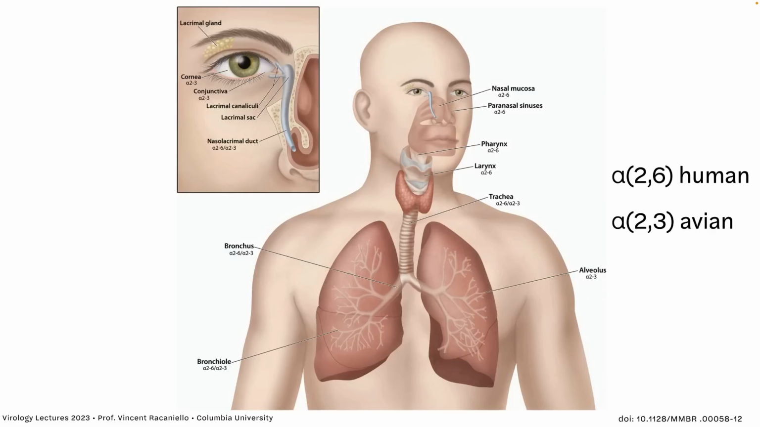Now, you may remember from lecture, no, you don't remember this, but I'll tell you, from lecture number 5, virus entry, the receptors for influenza viruses are sialic acids. They're sugars attached to proteins. And human and avian influenza viruses attach to different sialic acids. Human viruses mainly alpha-2,6, avian alpha-2,3. Avian influenza viruses like H5N1.